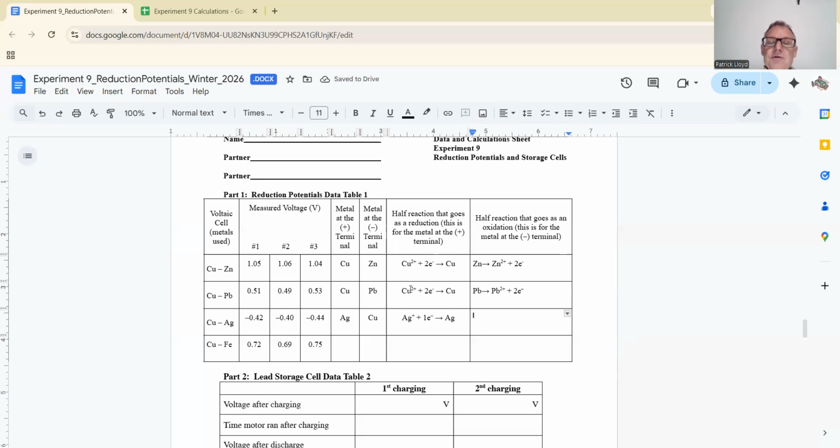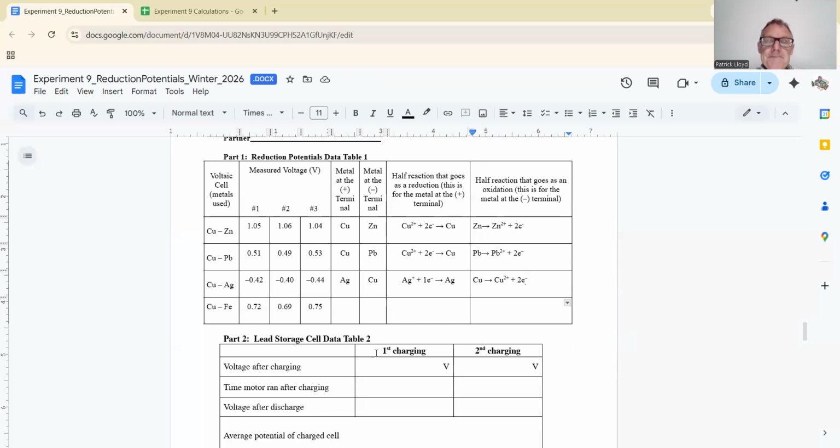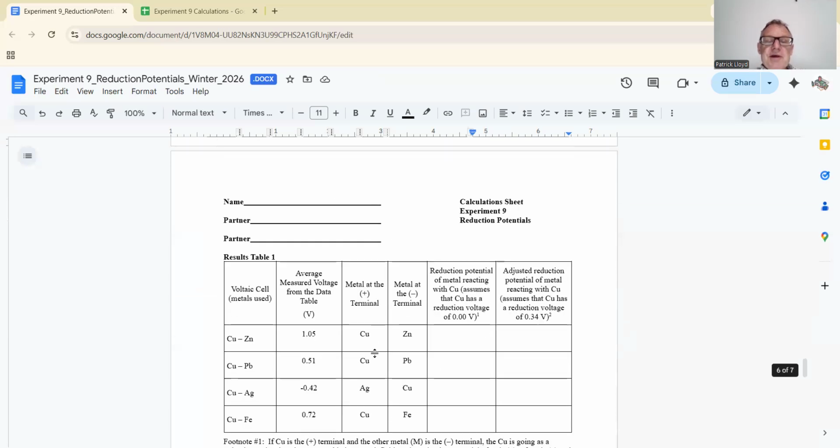So then the copper. What I'm going to do actually is just write it. Cu goes to Cu2+ plus 2 electrons. I won't do the last one, but you can tell it was a positive voltage. So you can tell which one is going to get oxidized and which one's going to get reduced. All right, we'll skip over this. We didn't do that part.